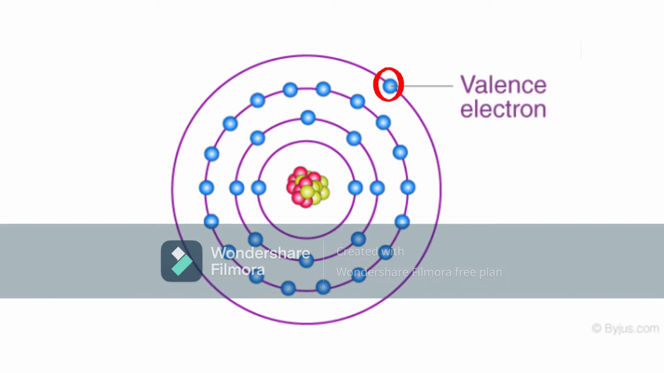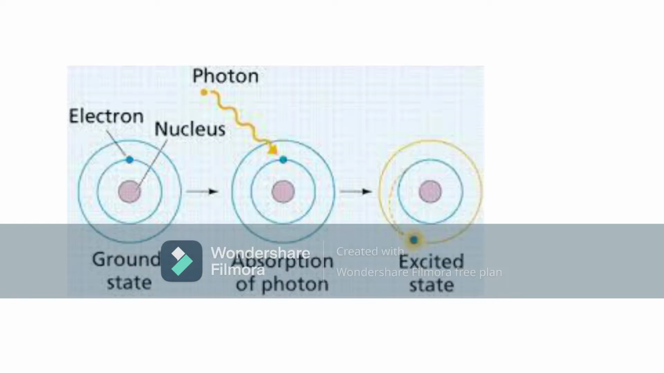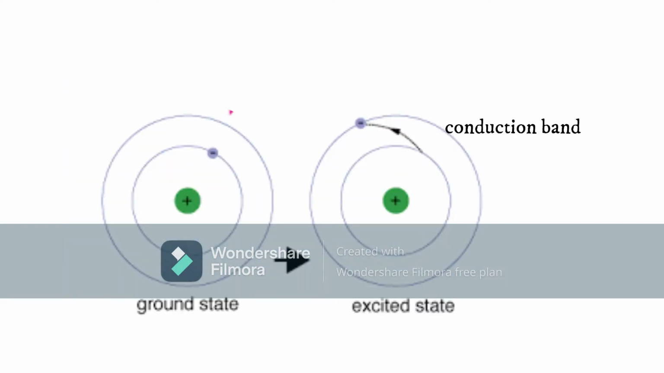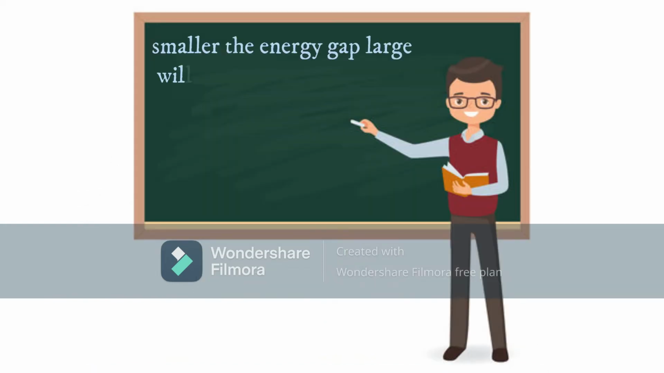The electrons in the last orbit of the atom are called valence electrons, and the energy is called as valence band energy. When external energy is given to these valence electrons, they absorb the energy and get excited and jump to higher energy level. This higher energy level is called as the conduction band. The difference of energy between conduction band and valence band is called energy gap. Smaller the energy gap, larger will be the conductivity and vice versa.